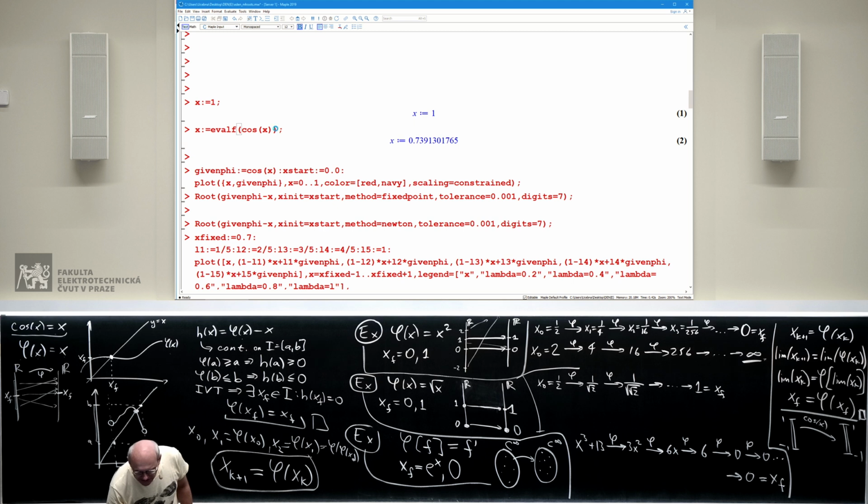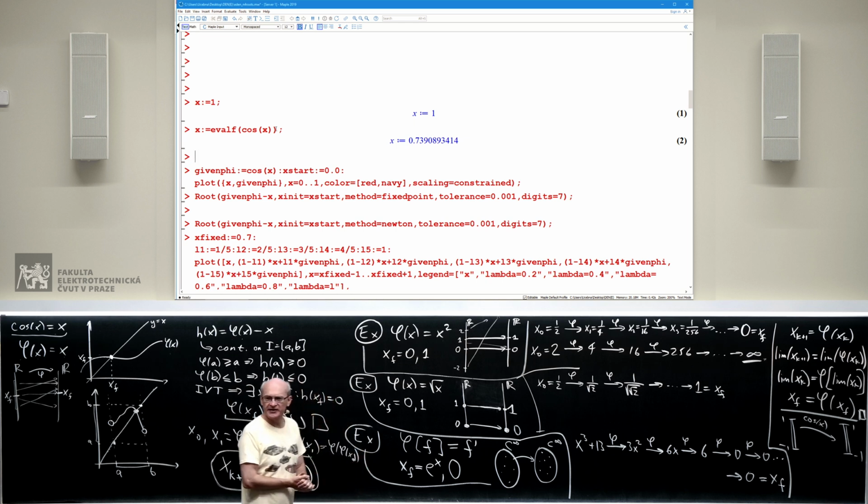And now 0.739 is no longer changing. So this really looks like a convergent sequence, the one that I'm generating here. So it seems that for cosine, this iteration business works really well, and it provided me with an approximation of my solution of this number x that I'm looking for, and I think by now the 4 decimal digits should be okay.